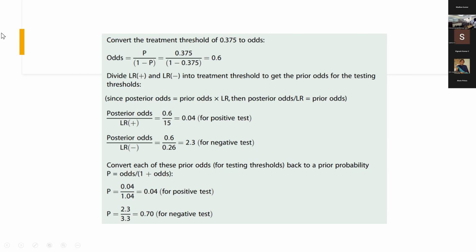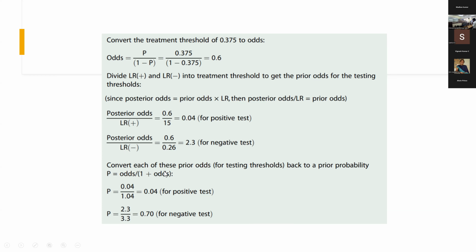Next, we'll be converting it into prior odds. How do we convert it into prior odds? We note that the posterior odds is calculated by pretest odds times the likelihood ratio of the patient having the disease. So when we rearrange the formula, we can get the prior odds by dividing the posterior odds by the likelihood ratio, which is 0.6 divided by 15, which is nothing but 4%. And for a negative test, the posterior odds divided by the negative likelihood ratio gives a value of 2.3. When we convert this prior odds into a prior probability, the values come as 4% to 70%.